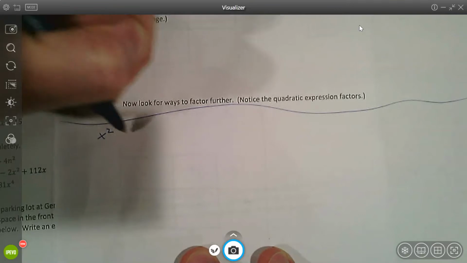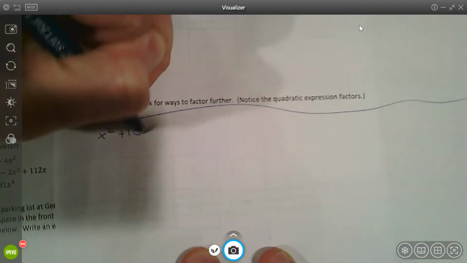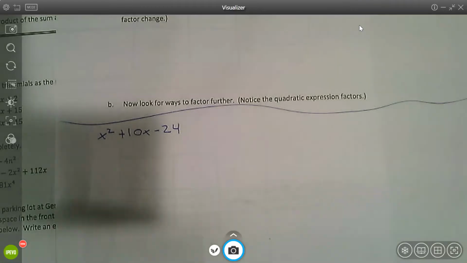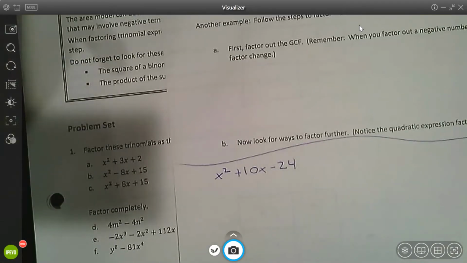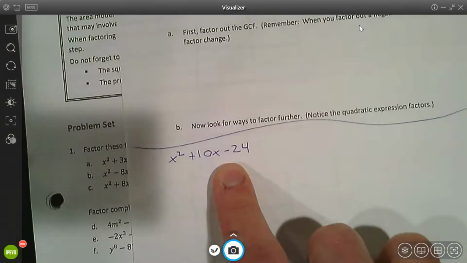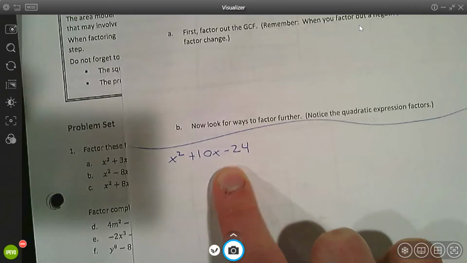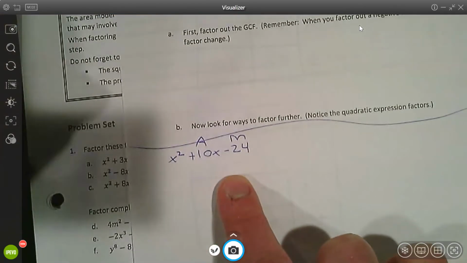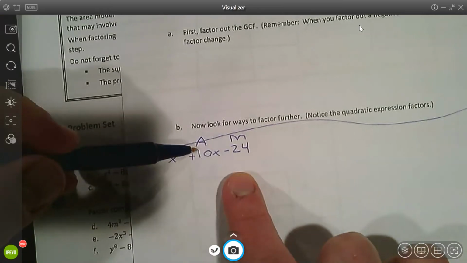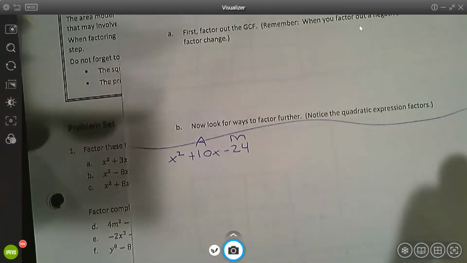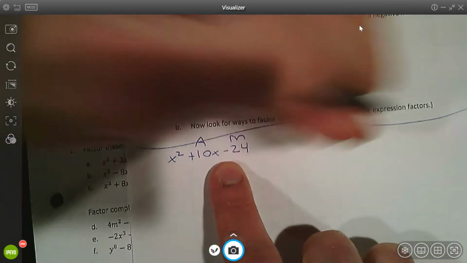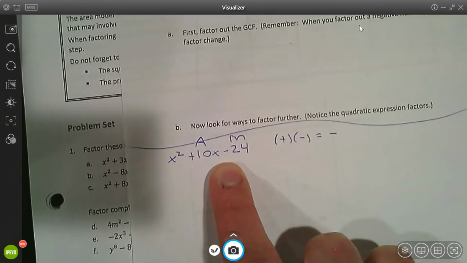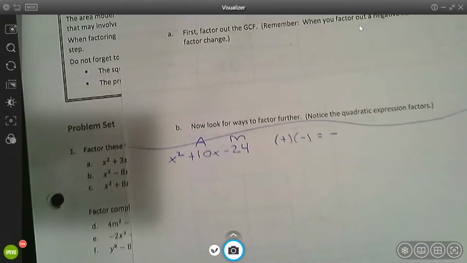If I take a look at x squared plus 10x minus 24, almost the same exact question that you just did. Almost. You'll notice now I have a minus 24. So I still need numbers that add to 10, multiply to negative 24. But really, when I talk about adding to 10, one number is going to be positive, one's going to be negative, because in order to get a negative, a positive times a negative gives me a negative. I need one positive, one negative number.